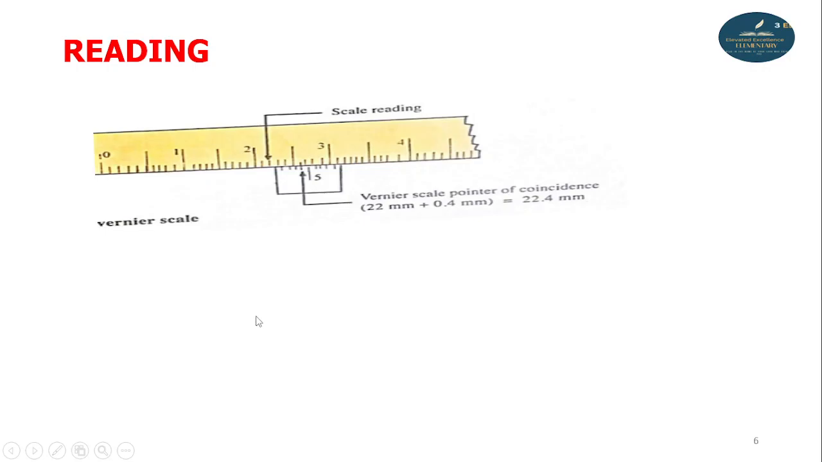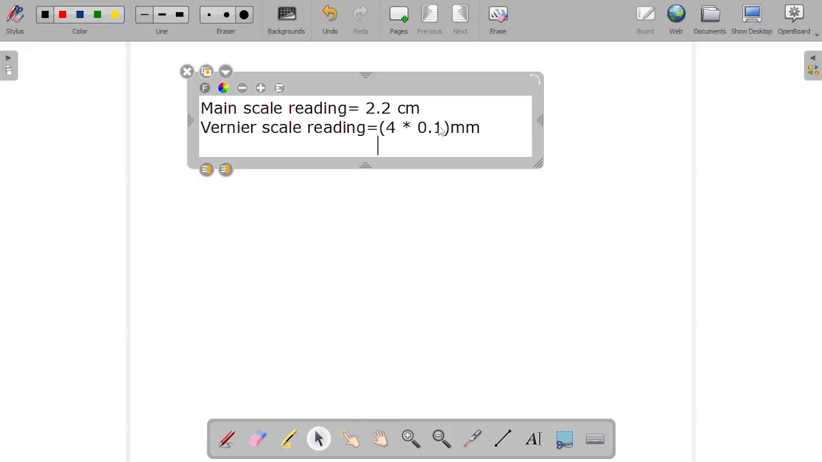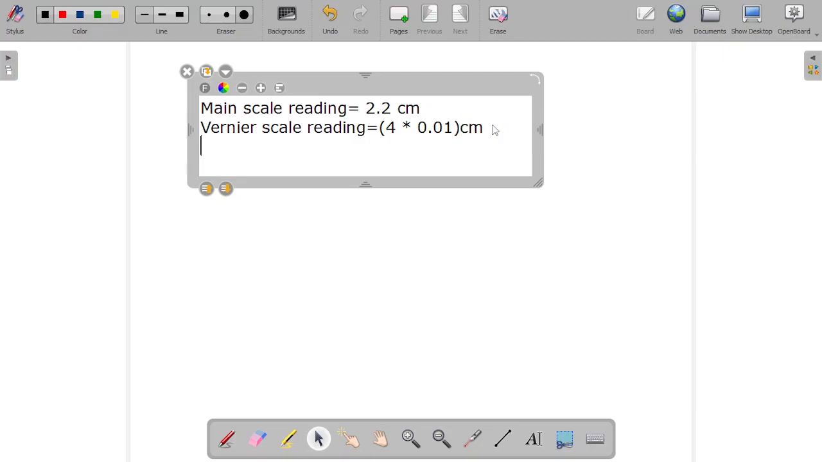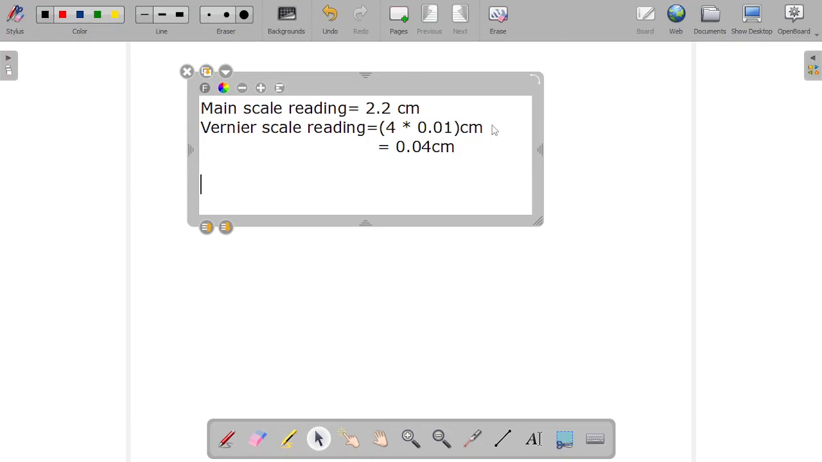0.01. So that is it. If 0.1 millimeters here is converted to a value in centimeters, we get 0.01. So this is the default value for when we are working in centimeters. So now what do we get? 4 times 0.01 will give what? 0.04 centimeters.